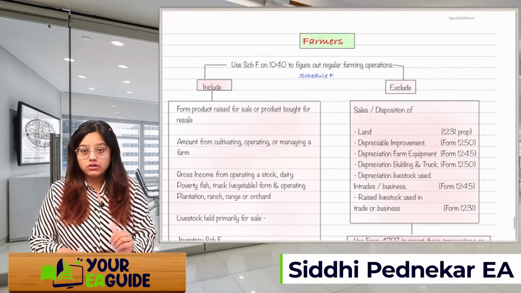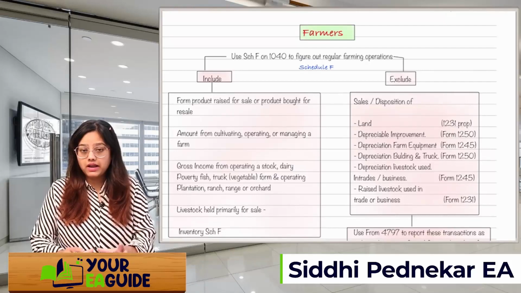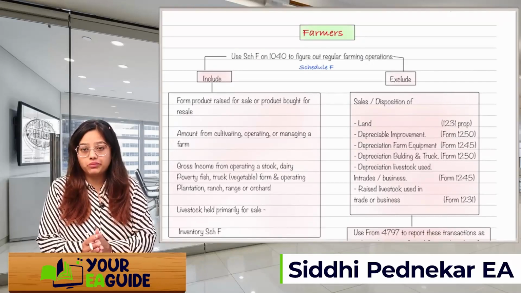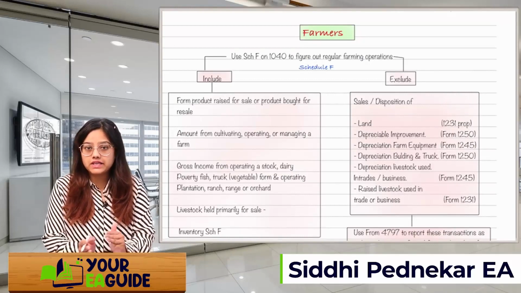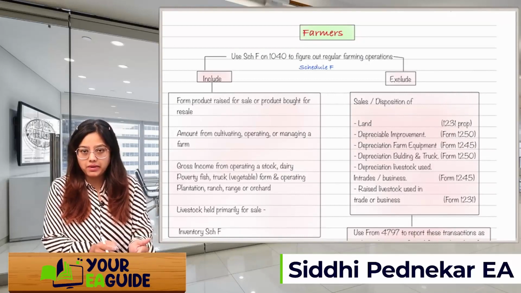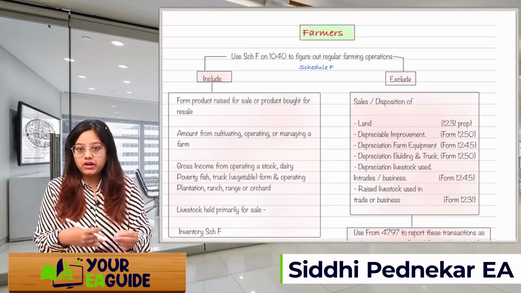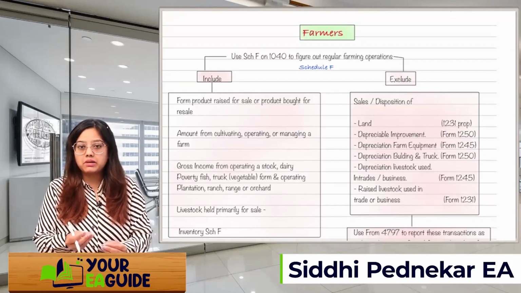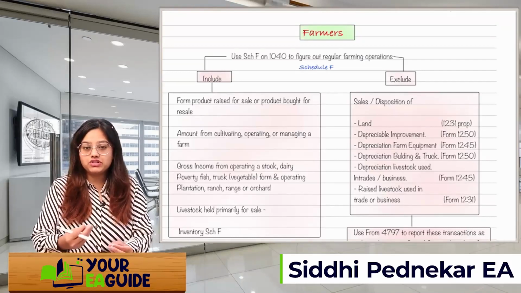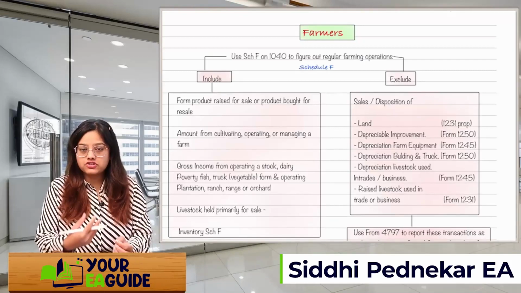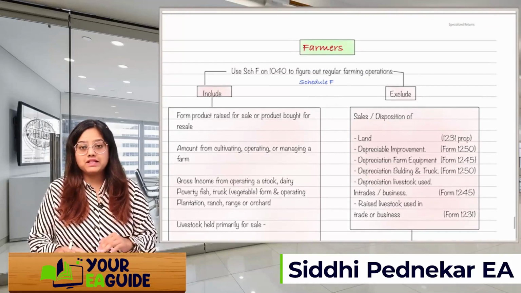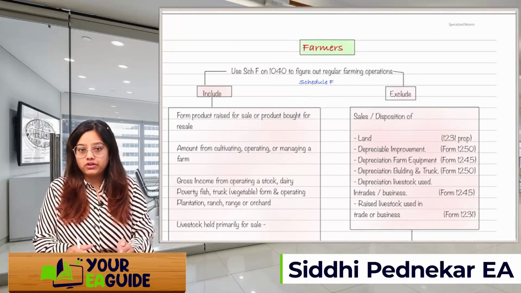Okay, so here is what is covered, all the things that are going to be included on Schedule F. Schedule F, you can simply compare it with Schedule C. Schedule C is business income, right? In the same way, whatever income you are earning from the farming business, that is ordinary, like day to day cultivating, harvesting, agriculture-related income, and the expenses related to that will be included on your Schedule F.